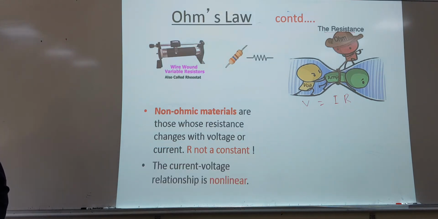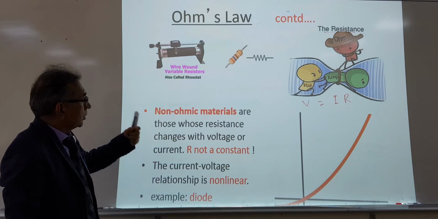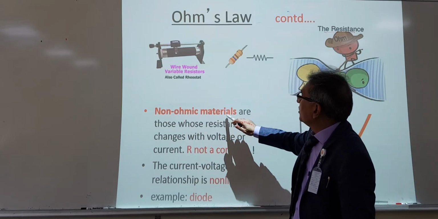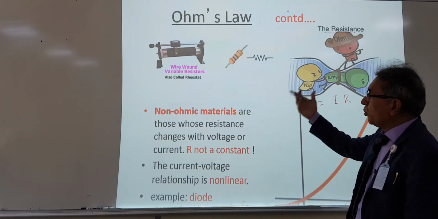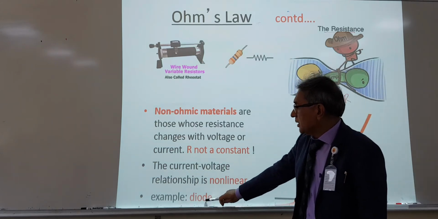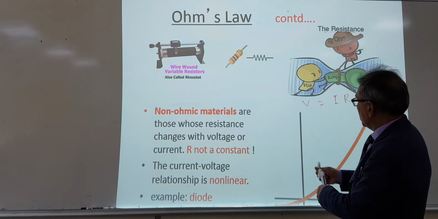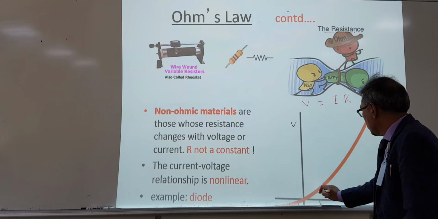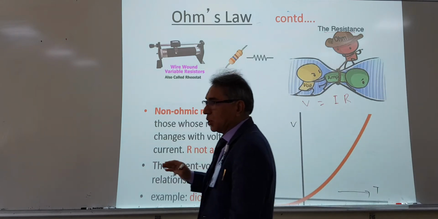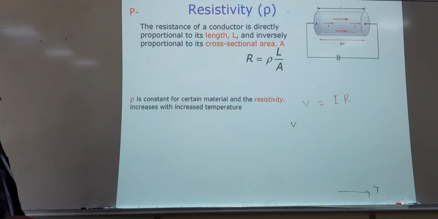Some devices don't obey Ohm's law. Not obeying means that the graph is not linear. We call them non-ohmic materials. The materials which obey Ohm's law we call ohmic materials, and the ones which don't obey, whose graph is non-linear, an example of a non-ohmic device is the diode. Once you draw the graph between the voltage and the current, you get something like this, not a straight line. So in that case, resistance is not constant, it changes with the temperature. Now the resistivity.